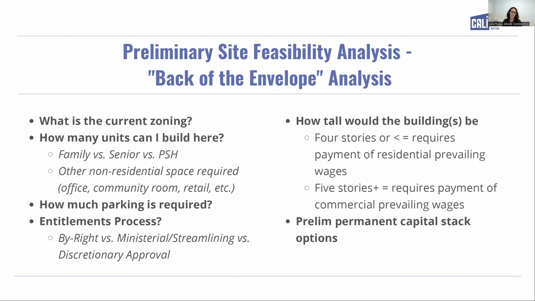If you're building a family project, you're going to need more space than if you are doing, say, 100% permanent supportive housing or a senior project, which typically have smaller unit sizes. So thinking through the size and the scale of what you plan to build is really important. It's also important to understand the zoning and any other overlays from that city or that county.